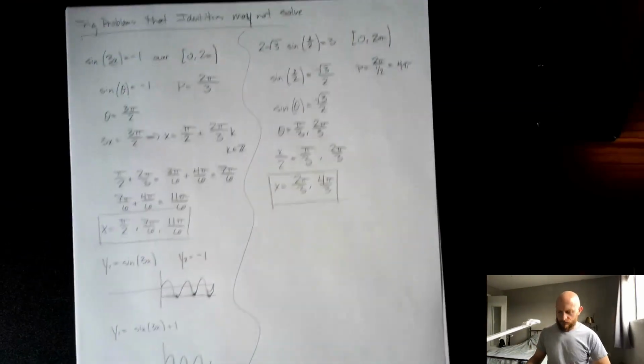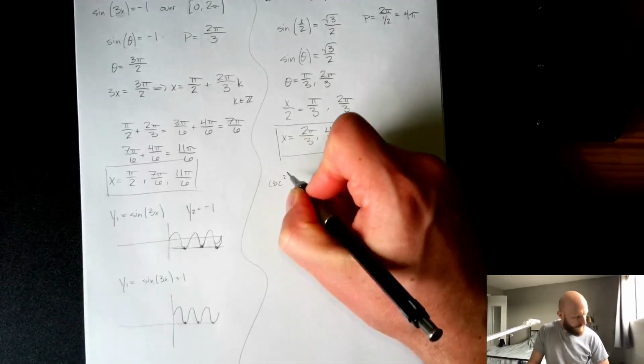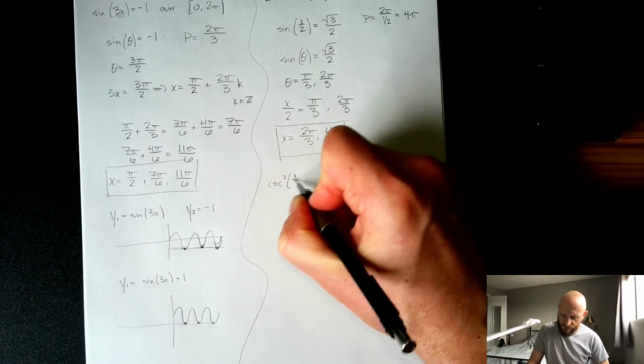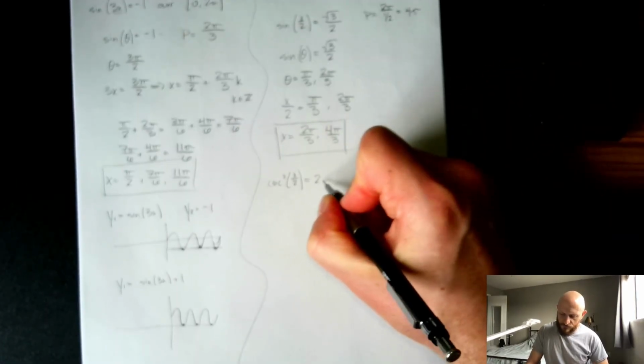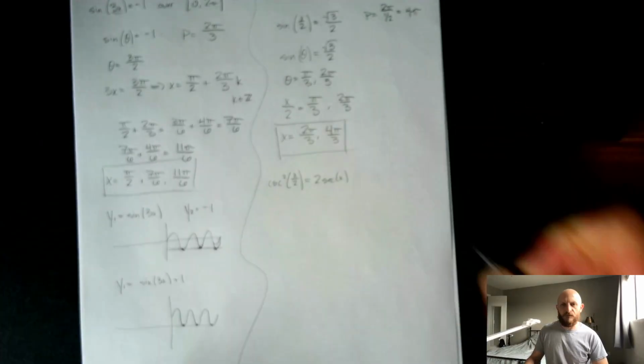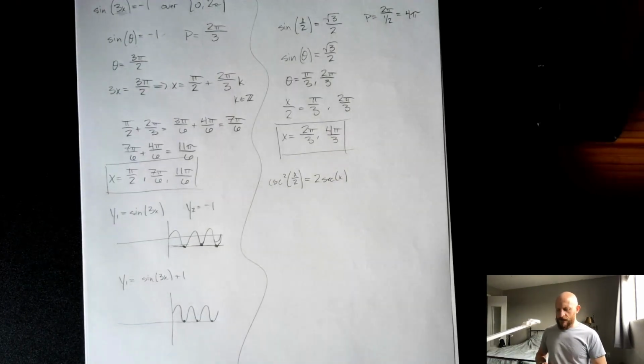All right, let's try another example that relates to different trig expressions. So where does cosecant squared of x over 2 equal 2 times the secant of x? That's what we want to solve. Where does that happen? Let's see, there it goes.